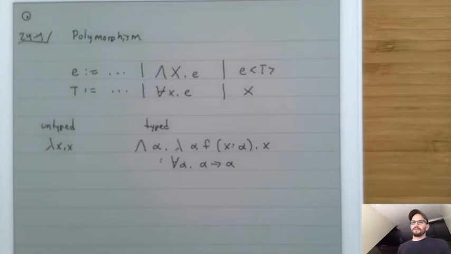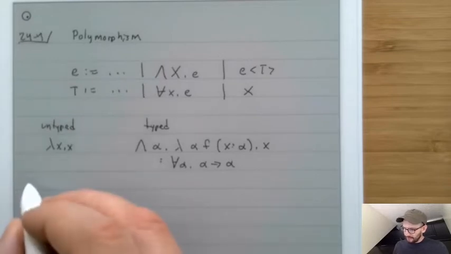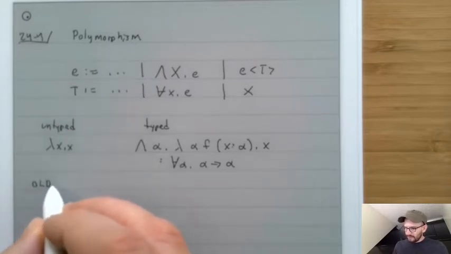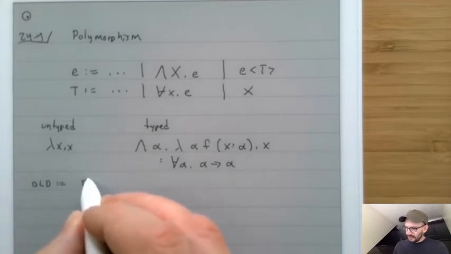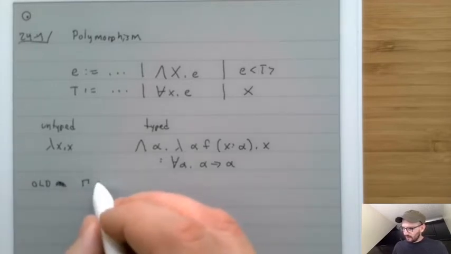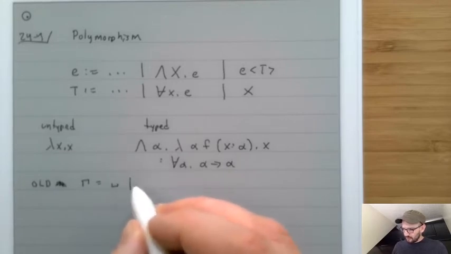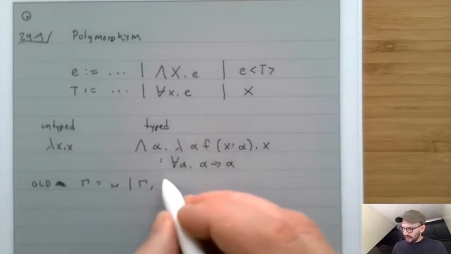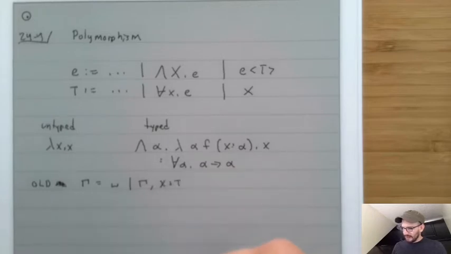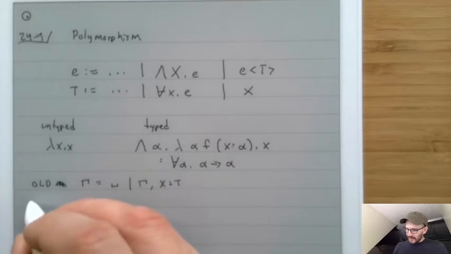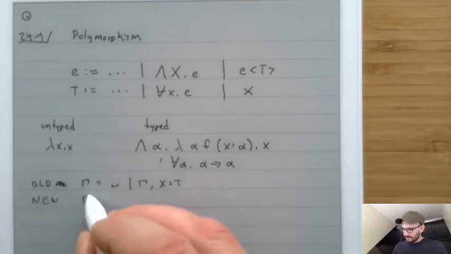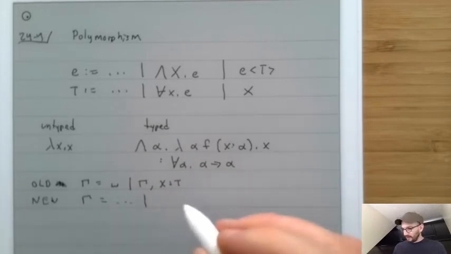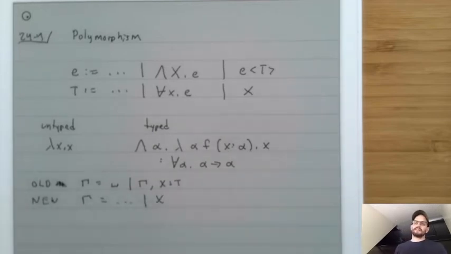So what are the type rules? What we're going to do is we're going to take our type rules and we're going to change the definition of gamma. Our old definition of gamma was essentially that gamma was equal to either nothing or a gamma plus saying that x is of some type, and then that's it. What we're going to do is we're going to add a new thing for gamma. So it's going to be those things, plus it's going to be one more thing, which is just to say that x is a valid type.